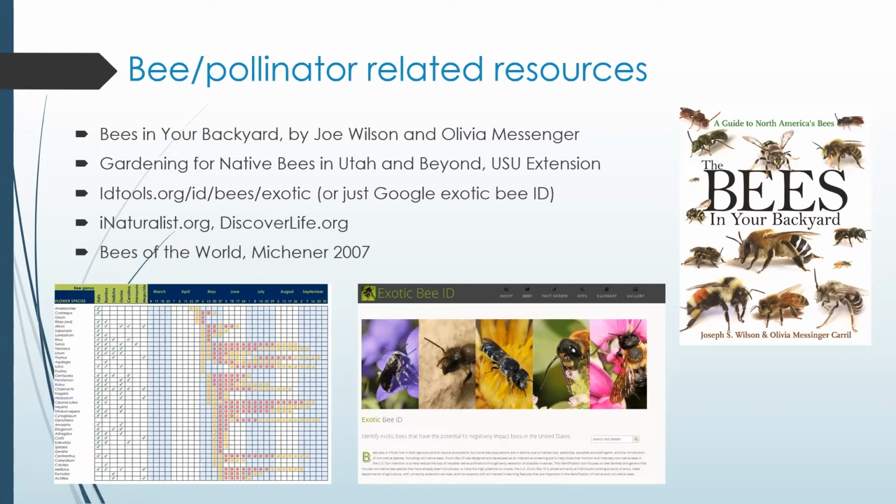iNaturalist and Discover Life are great places to get your bees ID'd if they're really common. iNaturalist is a good resource to just take pictures of things. It records them all. There's actually a surprising number of bee experts on there that can go through and will give you an idea of what bees you have. And then on Discover Life you can look at the ranges of all of these bees. So both of those are good sites in combination with each other.